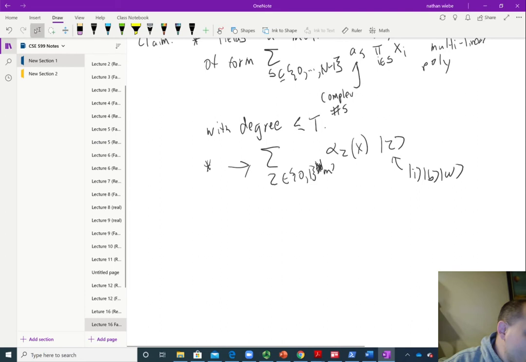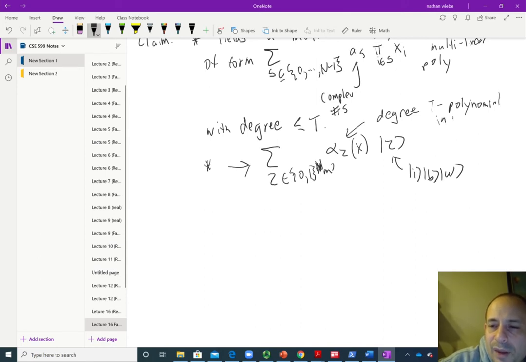So that's the space, and each of these alpha z of x is a degree t polynomial in the input x. Okay. Now the proof is relatively straightforward. The proof follows inductively.